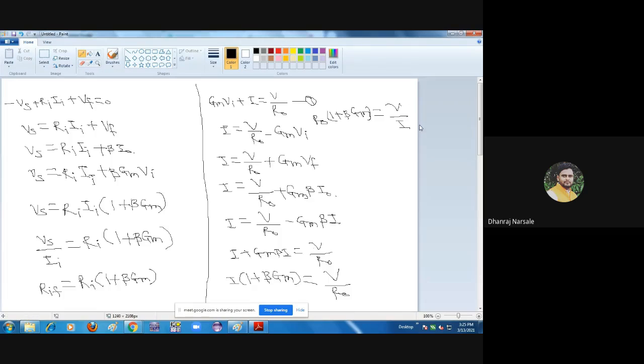And what else did we consider? We applied the output voltage V and the output current I, so V divided by I is the output resistance, ROF. So ROF is given by ROF is equal to RO in bracket 1 plus beta into GM. This is the final equation.